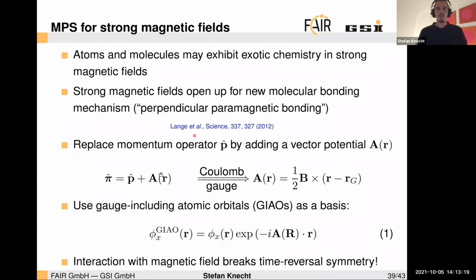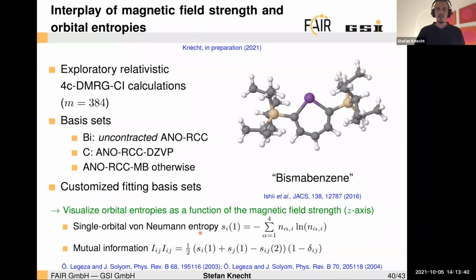So essentially what you need to do is replace your momentum operator by adding a vector potential in your quantum mechanical ansatz, and you need to make sure that your atomic orbital basis becomes gauge independent. And you need to remember that the interaction with an external magnetic field breaks the time reversal symmetry in a relativistic framework. So we looked at the bismuth benzene, which is the heavy analog of pyridine, where you have a bismuth instead of the nitrogen here.